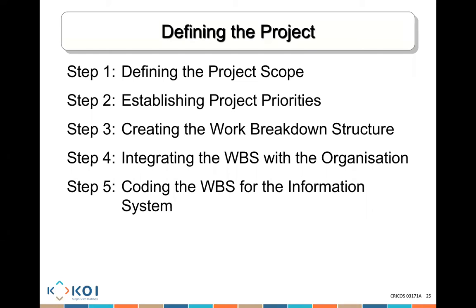Now, the first thing in terms of defining the project is you need to define what the actual project scope is. What are we really trying to deliver? Then you need to establish the project priorities. Then from there, we need to create what we call the work breakdown structure. Then we need to integrate the work breakdown structure with the organization, specifically the organizational work breakdown structure. Then we're going to have to create the coding of the work breakdown structure for the information system.